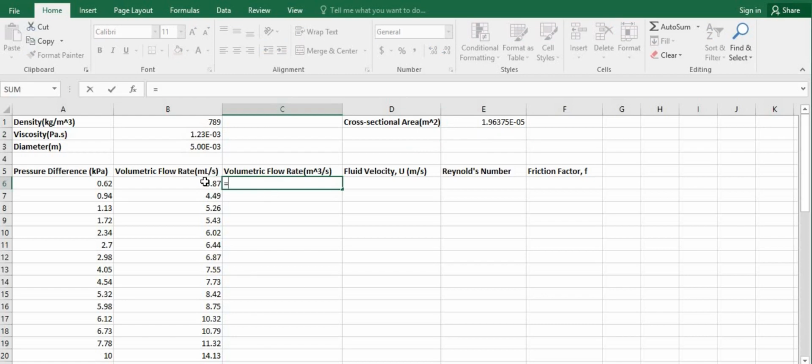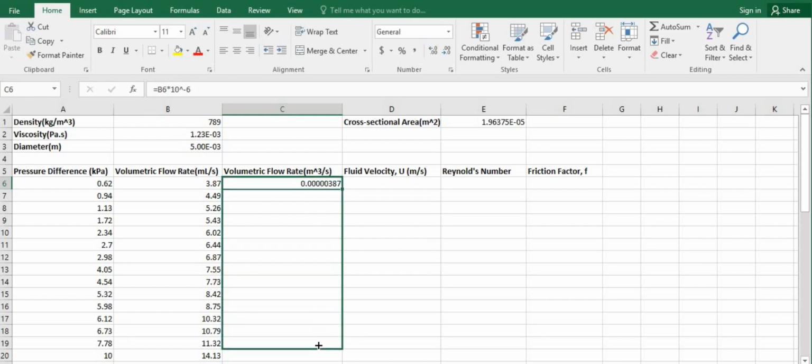We can put the cell address of this, then multiplied by 10 raised to the power of minus 6. So this is our volumetric flow rate in meter cube per second. To replicate, since it's the same operation, you can just drag this down to get the values of the rest.